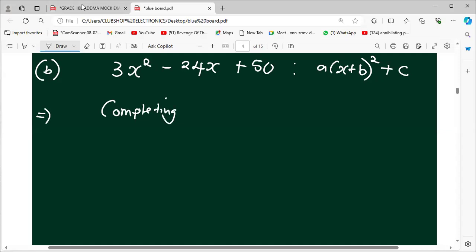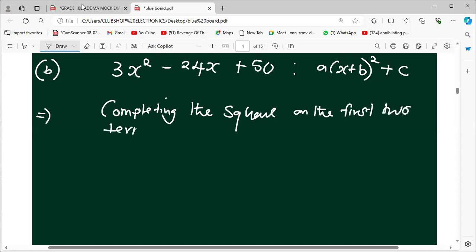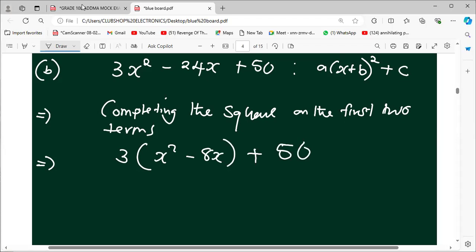So now, on the first two terms, you can even do it on all three, but I prefer this one. For us to apply completing the square, we need to ensure that the coefficient here is 1. So we factor out 3. So you have x squared minus 8x plus 5, so that when you multiply, you should be able to get that.